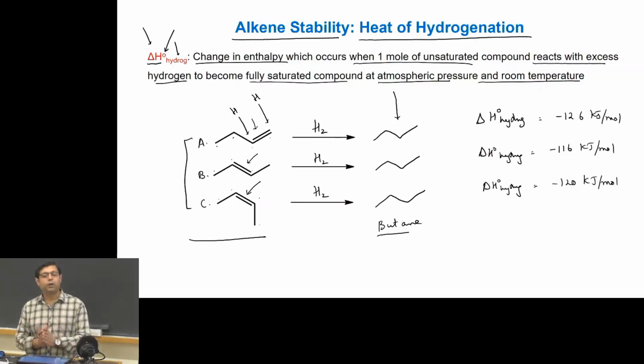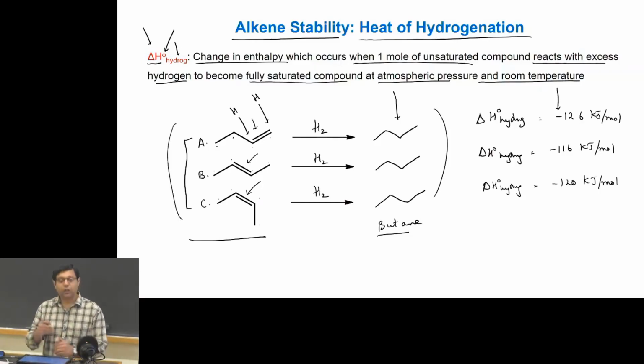Now, 2 key points about heat of hydrogenation. First, it's always a negative value, which means energy is always released in this reaction. Products are more stable than the reactants. Products have lower energy than the reactants.